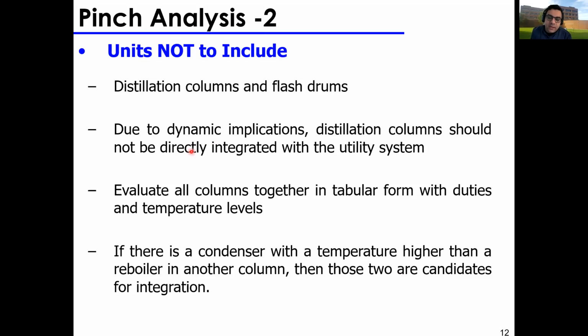And again, due to dynamic implications, you should not integrate your distillation column with the utility system, because any fluctuation in your utility systems or any fluctuation in any of your stream temperatures might not significantly affect the reactor, right? Because if you over-design the reactor and design it smartly enough, it will be able to accommodate such temperature changes without negatively affecting your conversion by a lot. However, it will significantly affect your distillation column.